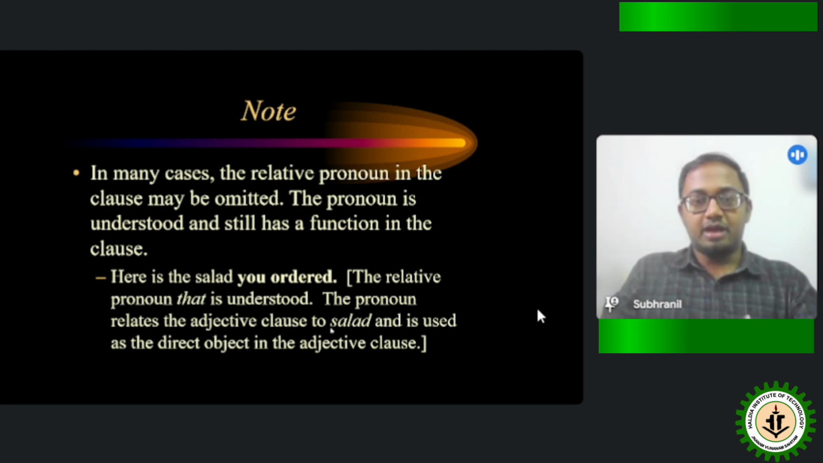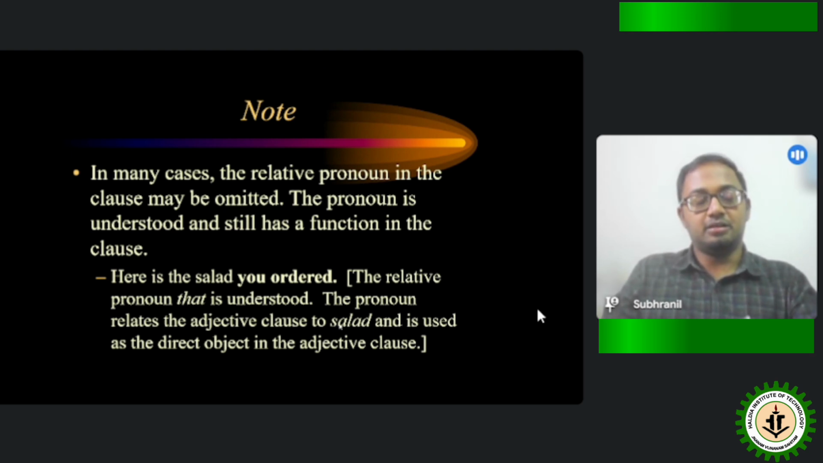Now, there are some exceptions. In many cases, it's happening in the present scenario that the relative pronoun in the clause may be omitted because of overuse, because of the mutual understanding. A relative pronoun in the clause may be omitted. The pronoun is understood and still has a function in the clause.